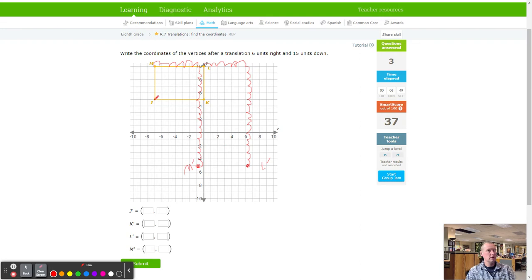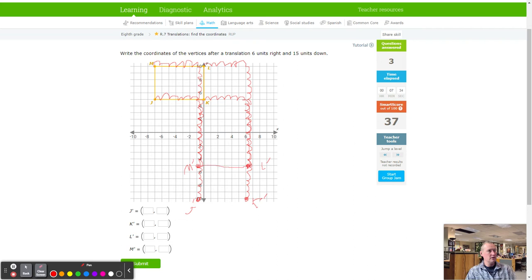J, 6 units right. 1, 2, 3, 4, 5, 6. Down 15: down 1, down 2, down 3, down 4, down 5, down 7, down 8, down 9, down 10, 11, 12, 13, 14, 15 lands right here. And that was representing J prime. And our last one is K. 1, 2, 3, 4, 5, 6, down 15: down 1, down 2, down 3, down 4, down 5, down 6, down 7, down 8, down 9, down 10, 11, 12, 13, 14, 15 lands right here. So it's going to be K prime.